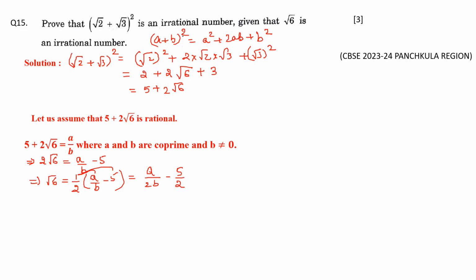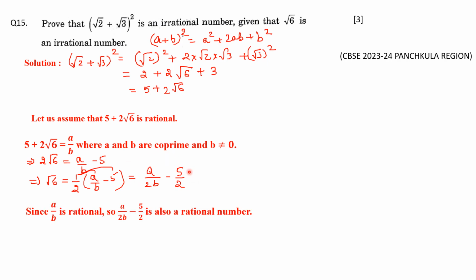Now from here, A by B is a rational number, it means A by 2B will also be a rational number, isn't it? Because we know the property of a rational number: if you add, subtract, multiply or divide rational numbers, the final answer is also going to be a rational number. And 5 by 2 is also a rational number. And if we subtract two rational numbers, the difference is also a rational number. So from here I can say that A by 2B minus 5 by 2 is a rational number.